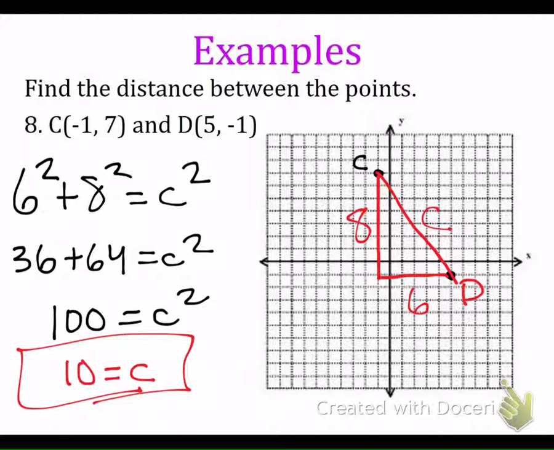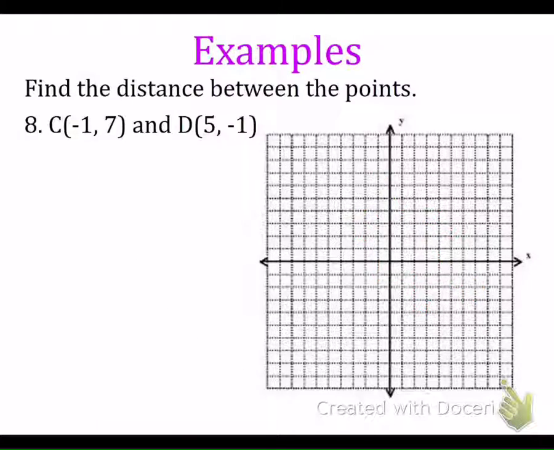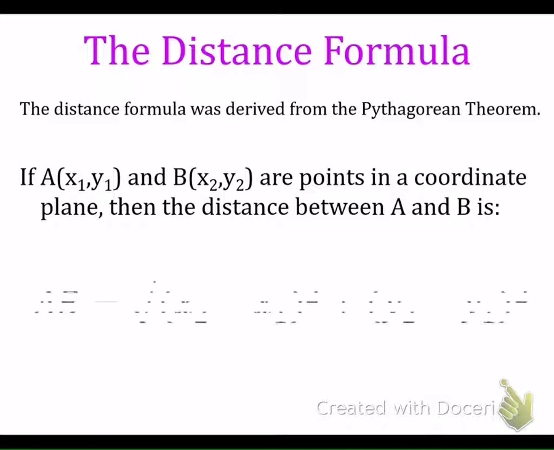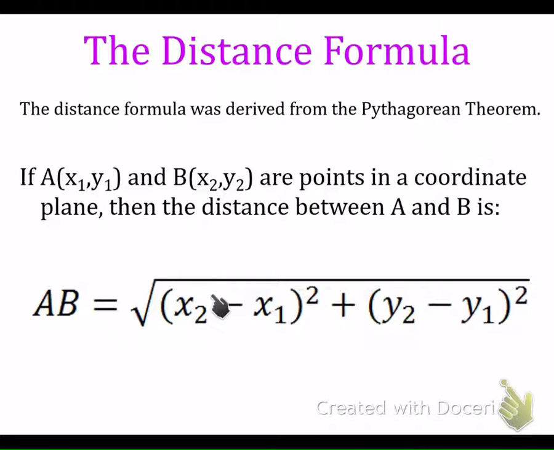So basically, one leg of the triangle is the difference between the x's. The other leg of the triangle is the difference between the y's. You always square those differences and then take the square root. That's the distance formula, and that's how it relates to the Pythagorean theorem. Okay? So basically, this is what we did on the last ones. We just did a picture.